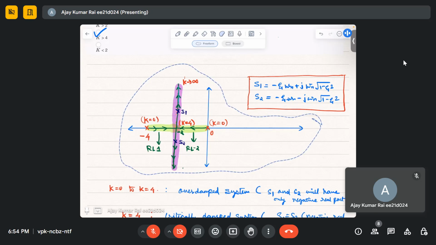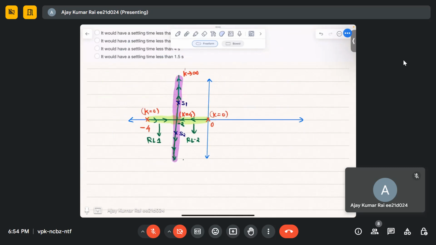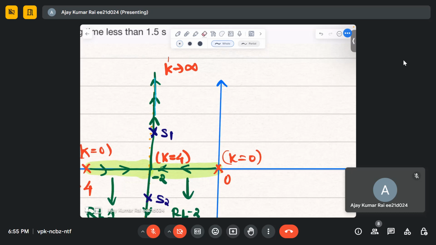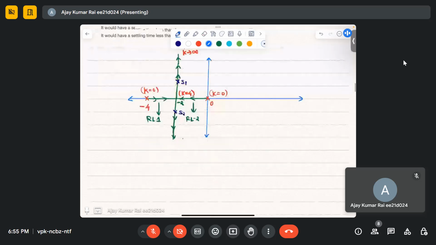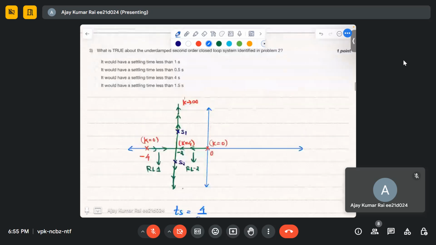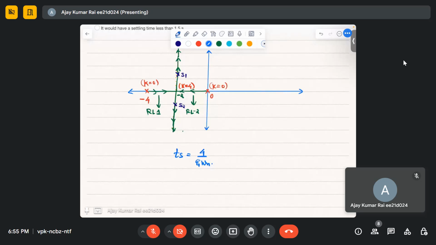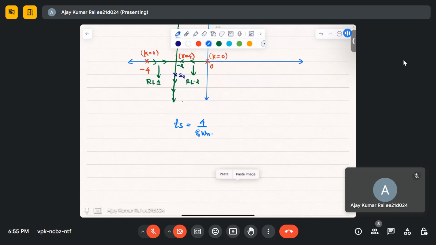From looking at the root locus, we copy this. Okay, so settling time. Do you know what the settling time is for a second order system? Okay, so this is the settling time. So how to find the settling time? For settling time, you have to find this zeta into omega n.